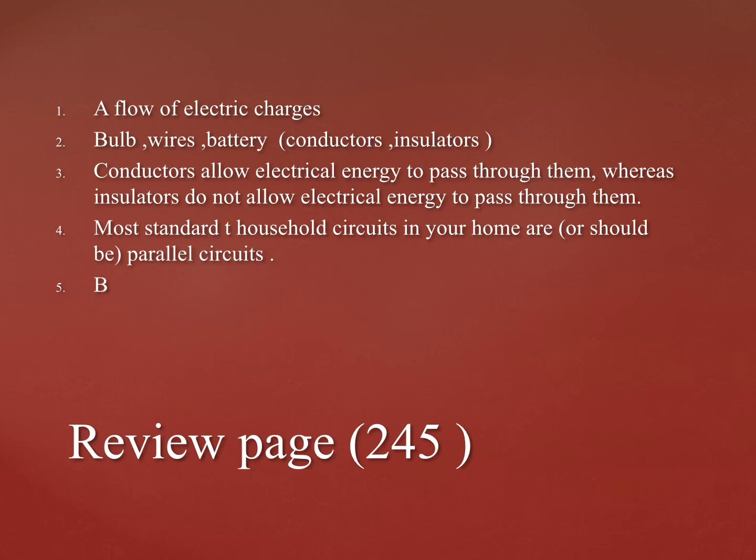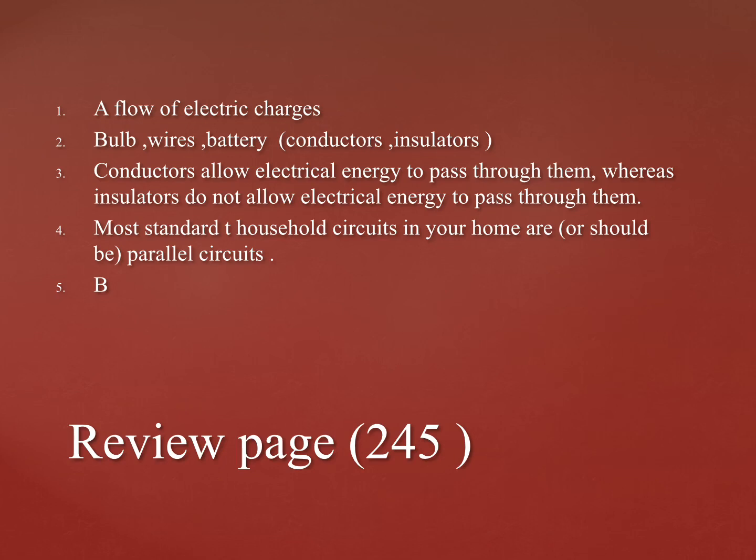The second question says, describe what has to be in place for a circuit to work. For a circuit to work, you need conductors and insulators, a bulb, wires, and a battery. Next question says, contrast conductors and insulators. A conductor allows electrical energy to pass through it, whereas an insulator does not allow electrical energy to pass through it.